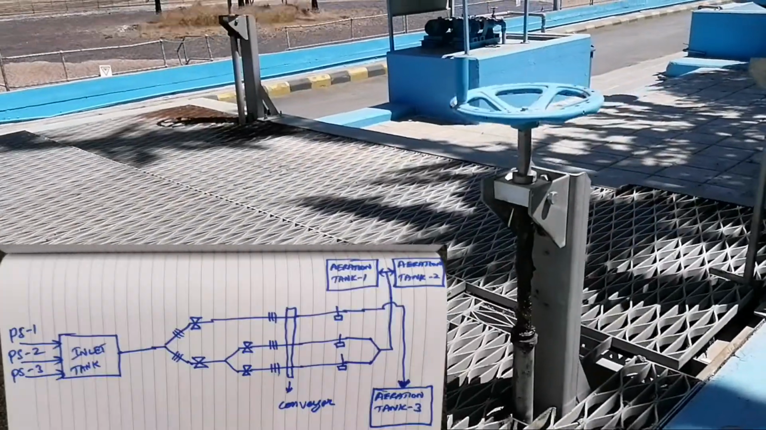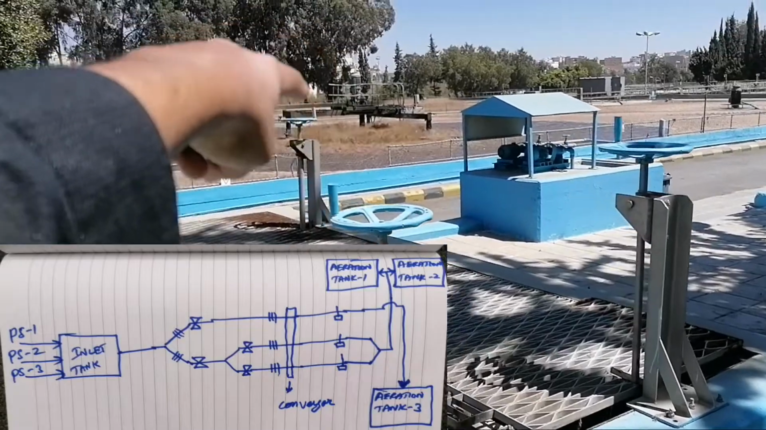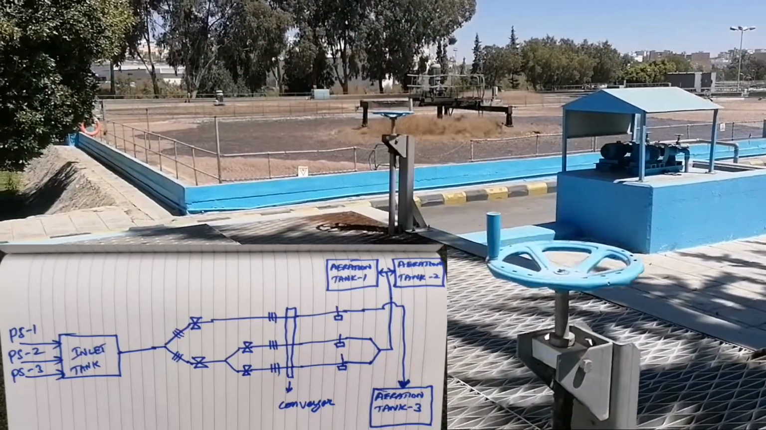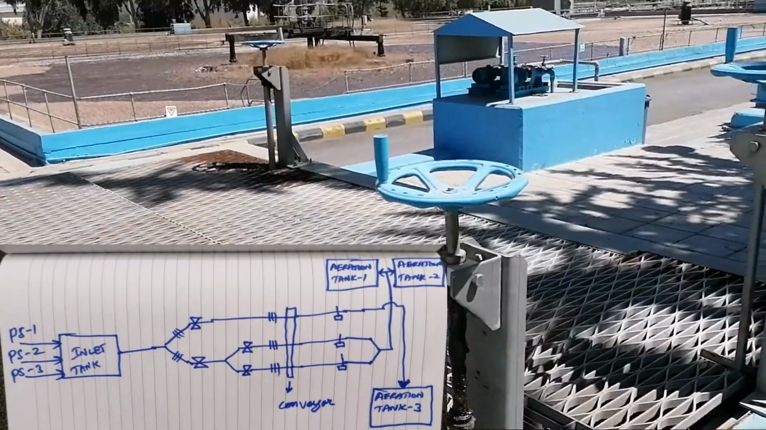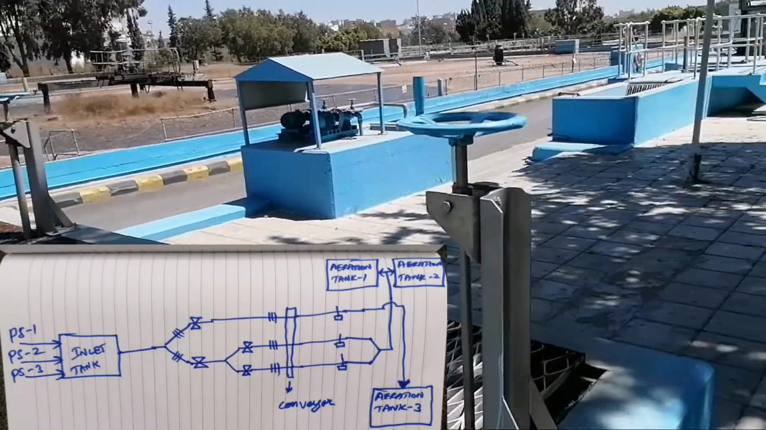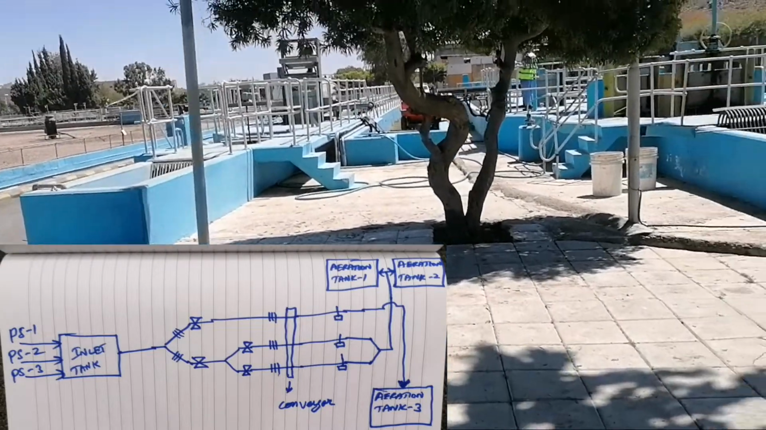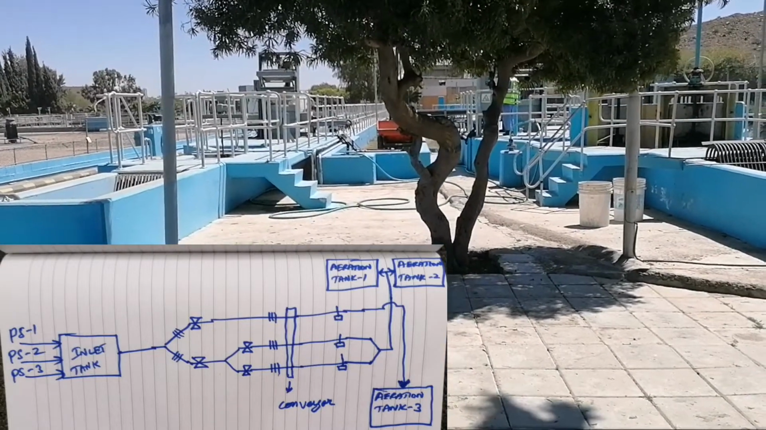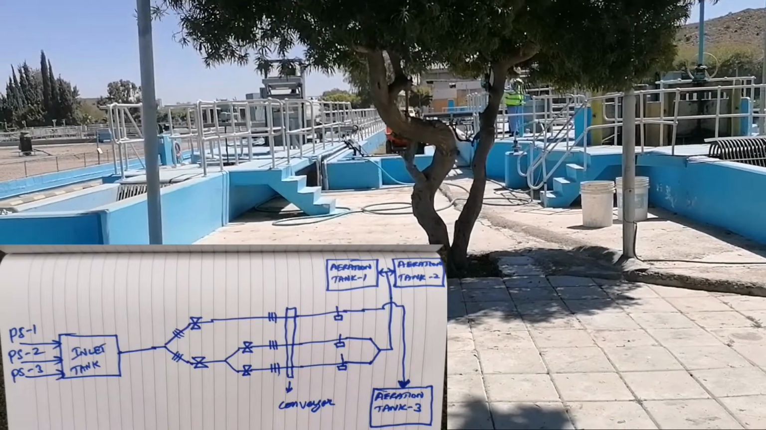From this point, two channels are separating. One side has a wall, and on the other side there is another wall. So the main water is distributed into two channels. It is separating into two channels. This is channel number 1, and this is channel number 2. Okay, I will show you one by one.